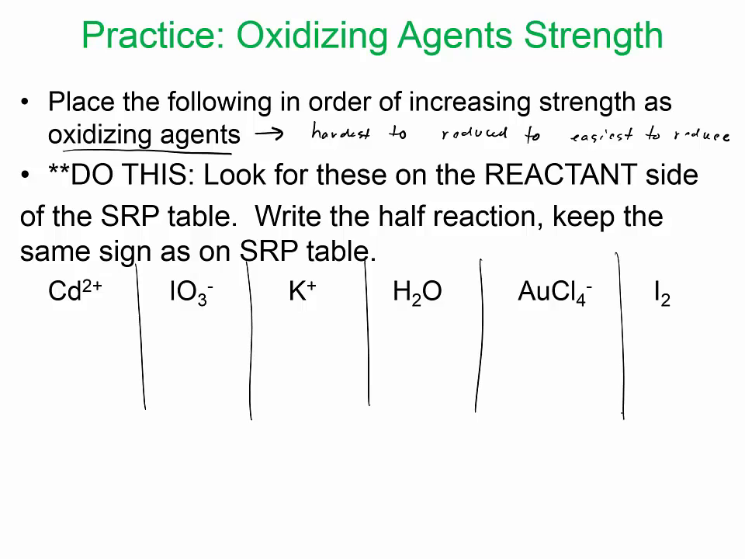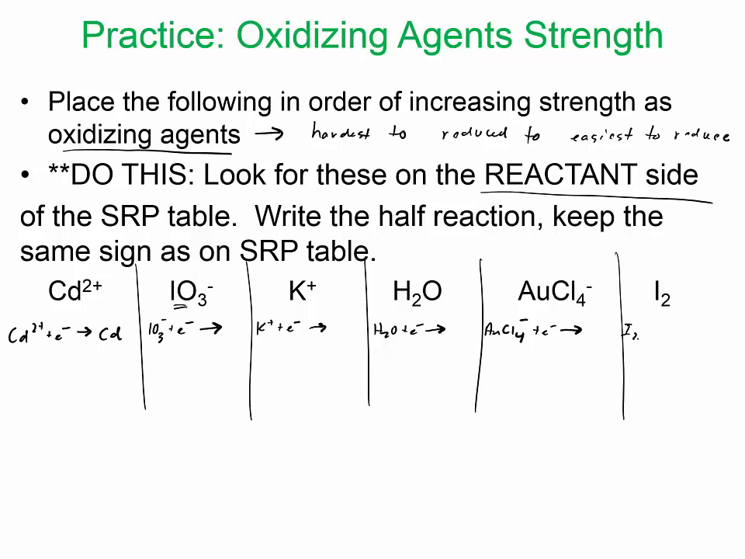Okay, so we need to look for these on the reactant side. We need to find Cd2+ plus some electrons making solid cadmium, the iodate ion plus some electrons. I believe this one happens in acid and water, and it's a pretty long half reaction. Then K+ plus electrons, H2O plus electrons, this gold chloride ion plus electrons, and the I2 plus electrons.